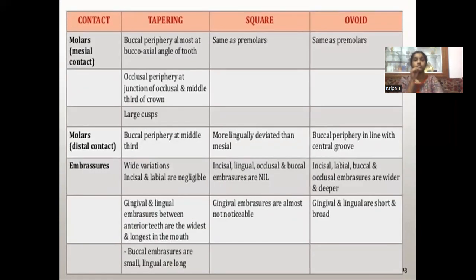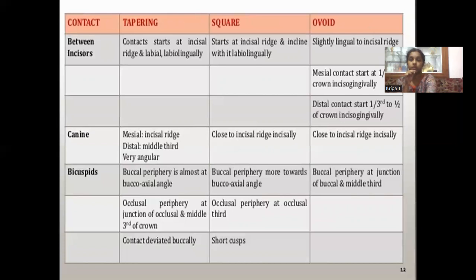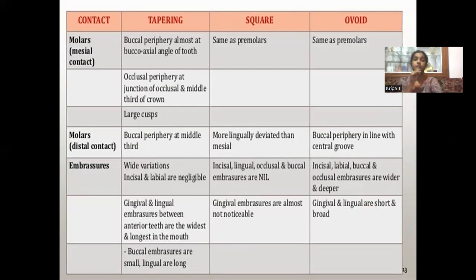Coming to molars, buccal periphery almost at the buccoaxial angle of tooth for tapering. Occlusal periphery at the junction of occlusal and middle third of crown. This is the mesial contact. For square and ovoid, the mesial contact is just like premolar. That is buccoaxial and occlusal third for square, at the junction of buccal and middle third for ovoid.